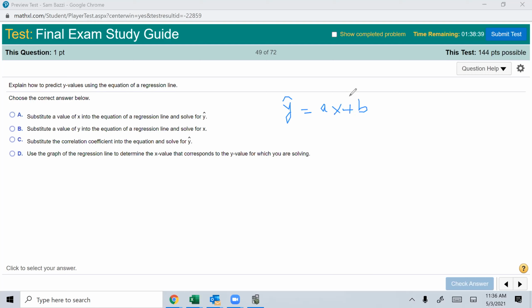If I give you the X value, you just plug it in the equation and find Y. That's all I'm asking you to find. So substitute the value of X in the equation and solve for Y. That's it.